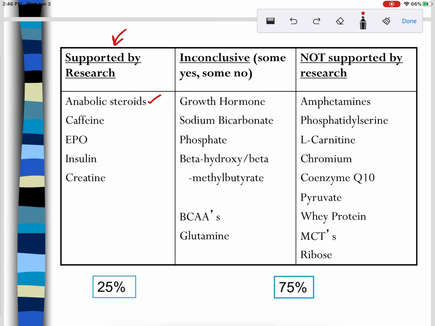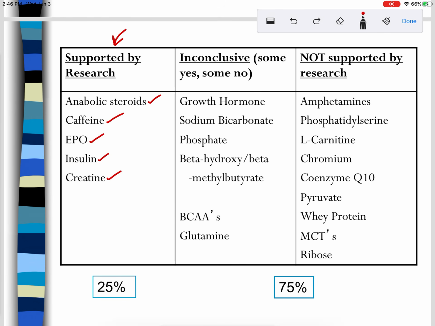Steroids, we know they work. If you do a study where half the group gets testosterone, the other half doesn't, there will be significant improvements in muscle growth in the group that got testosterone. Caffeine works in certain situations. Blood doping, EPO, that works. Creatine, that helps to give you a little bit more energy during the first 10 or 15 seconds of exercise. Insulin can have some ergogenic benefit. Again, you don't need to know these word for word.